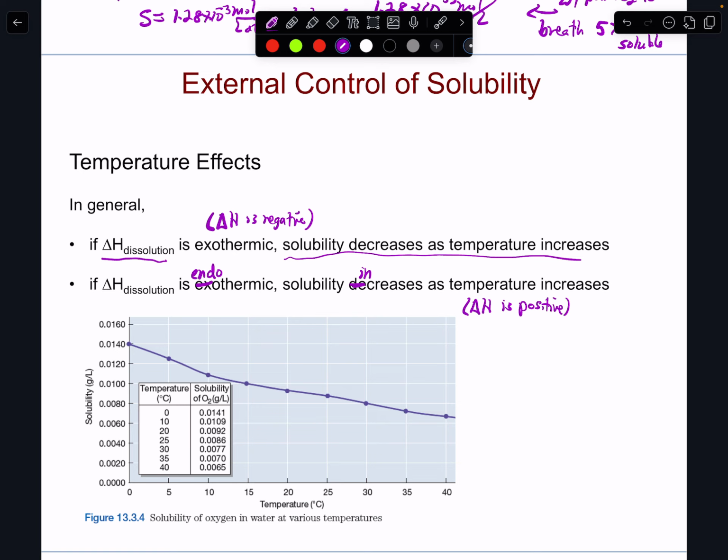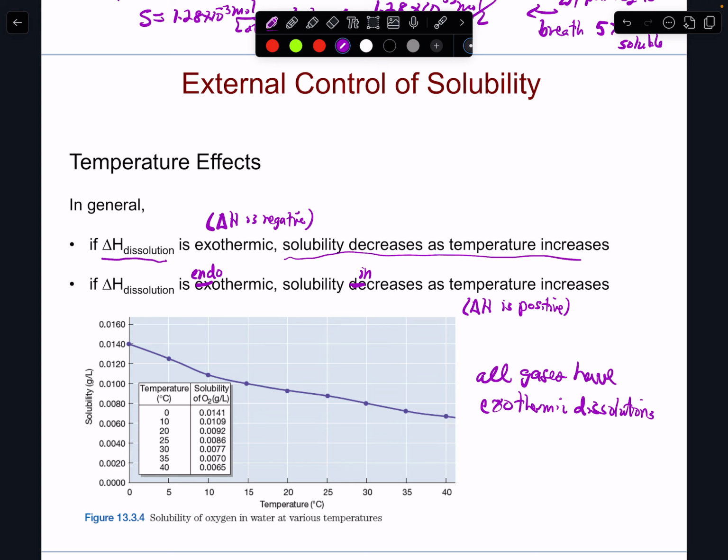So it turns out that all gases have exothermic dissolutions. The reason for that is that when a gas dissolves in a liquid, you're making new intermolecular forces, but you're not breaking any forces because the gas didn't have any intermolecular forces. So you're just making forces, therefore it's exothermic.